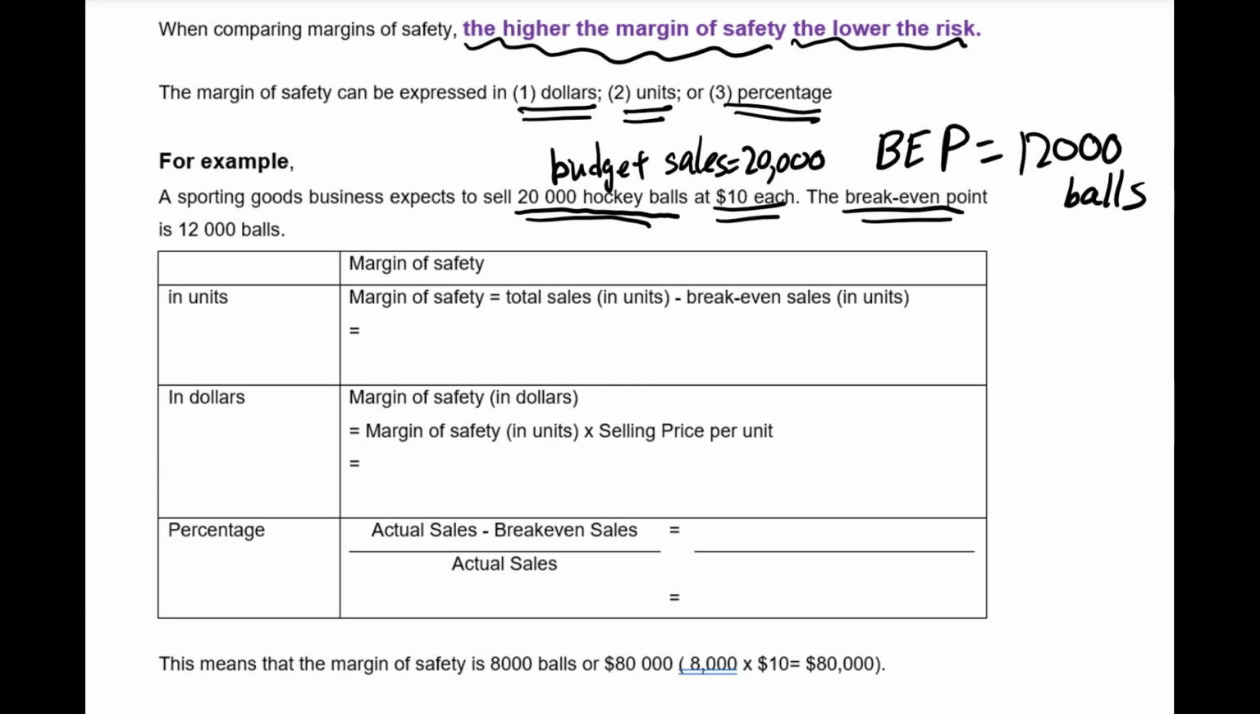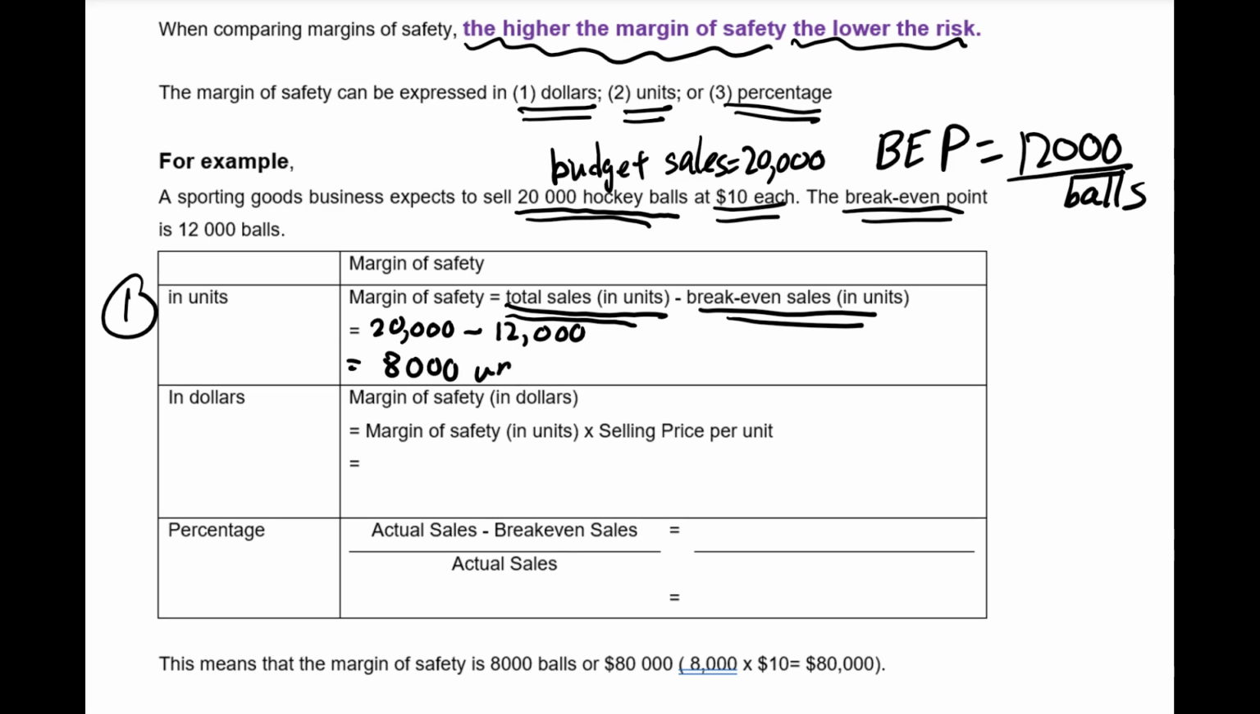So margin of safety, if they ask you to express in units, you have to take your total sales in units minus the break-even sales. In this question, it is 20,000, which is your total sales, minus your break-even sales, which is 12,000. So the answer will be 8,000 units. Your margin of safety in units is 8,000.